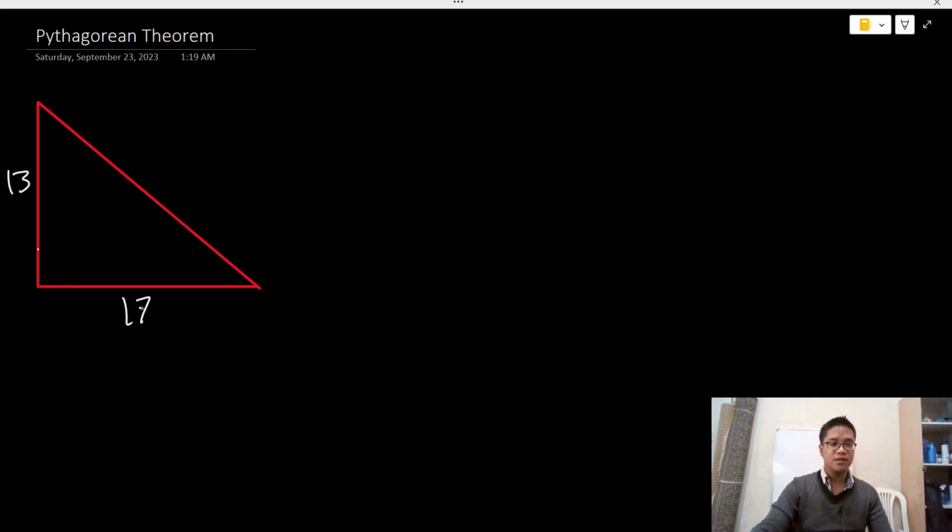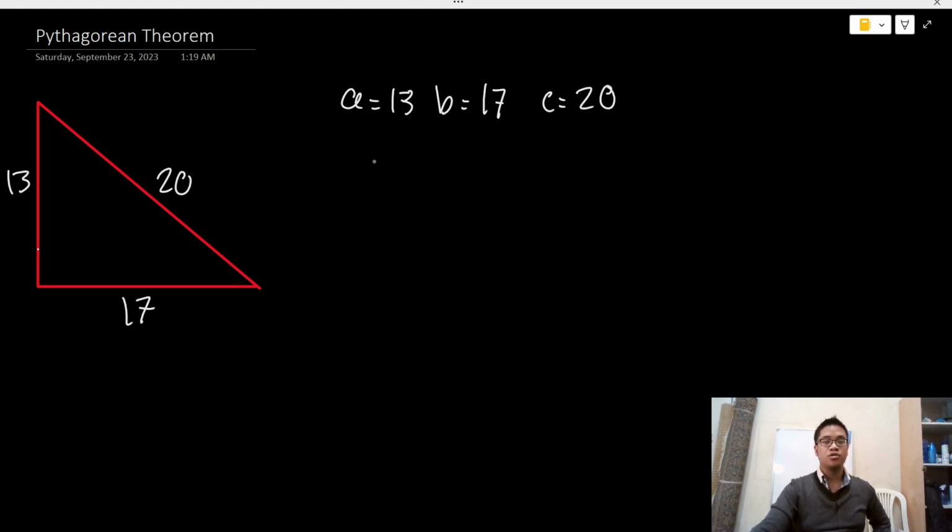This one is 17, and this one is 20. Do you think this is a right triangle? Let's take a look. So I will let A be 13 and B be 17. We already know your C because your C is the longest side. So this would be A squared plus B squared is equal to C squared.